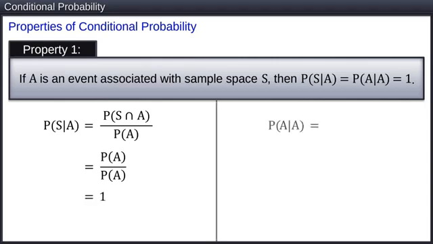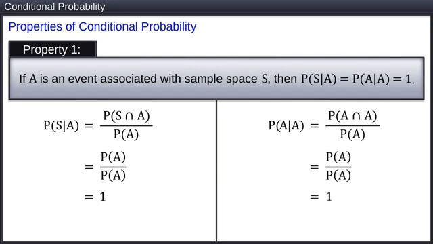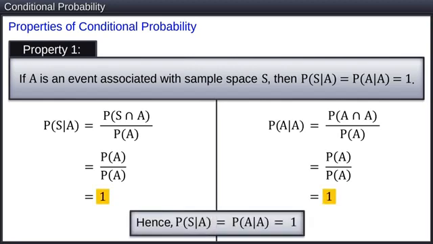Next, the probability of A given A can be written as the probability of A intersection A divided by the probability of A. We know that A intersection A is equal to A. Thus, the probability of A divided by the probability of A is equal to 1. Hence, the probability of S given A is equal to the probability of A given A, which is equal to 1.